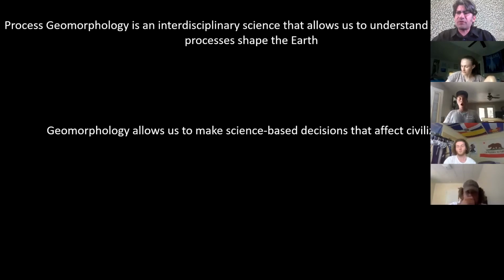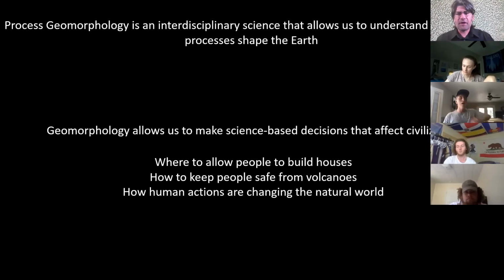How can we keep people safe? How can we tell them where to build houses so that they're safe? We've got a great example of that from the tragic events of the Oso landslide in the Stillaguamish River Valley outside of Seattle, where we had a slump and landslide that covered a housing development, killing many people. And so with geomorphology, can we help city planners make better decisions about where we can build houses?